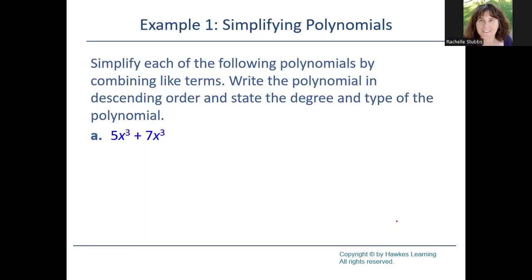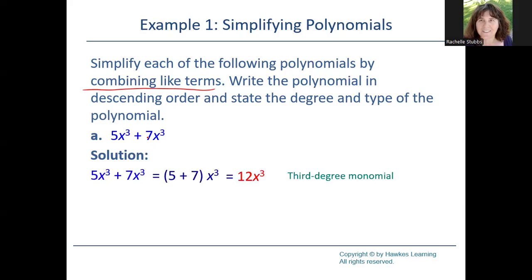All right. So simplify each of the following polynomials by combining any like terms. Write the polynomial in descending order and state the degree and type of the polynomial. So first thing is we're going to combine like terms. Are there any like terms? Well, if their base variable is the same, x, and their exponents are exactly the same, then they are combinable like terms. Since these are both x to the third, we can combine them by just adding their coefficients. So we get 12x to the third.